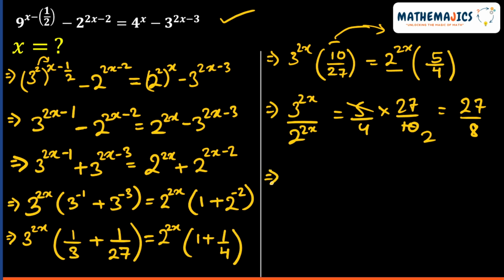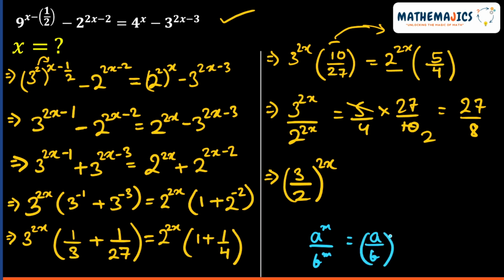Correct? Now, in the next step, we can rewrite 3 raised to power 2x and 2 raised to power 2x. How? We can rewrite this as 3 by 2 raised to power 2x. Why? There is an exponent rule which says a raised to power m, b raised to power m will give us a by b whole raised to power m. So I used this exponent rule. So on the right hand side, we have 27 by 8, correct? Which can be written as 3 by 2 whole cube, correct?